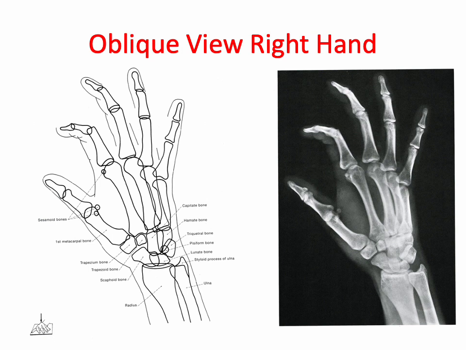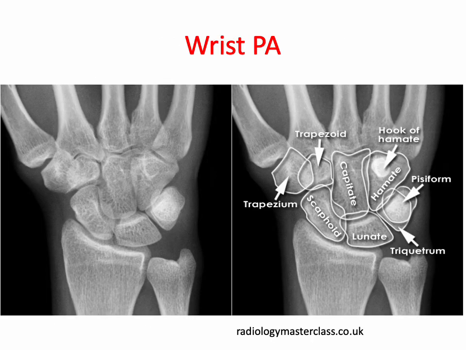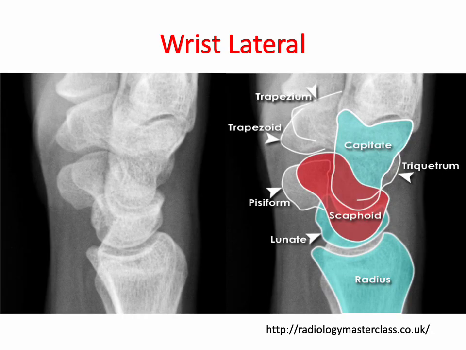Oblique imaging is much the same, and this is just a bit more of a dedicated look at the wrist in a frontal projection and in a lateral projection. It's important to see how the capitate and the lunate and the radius articulate, important in lunate and perilunate dislocations. Pisiform sits more on the palmar aspect of the hand.